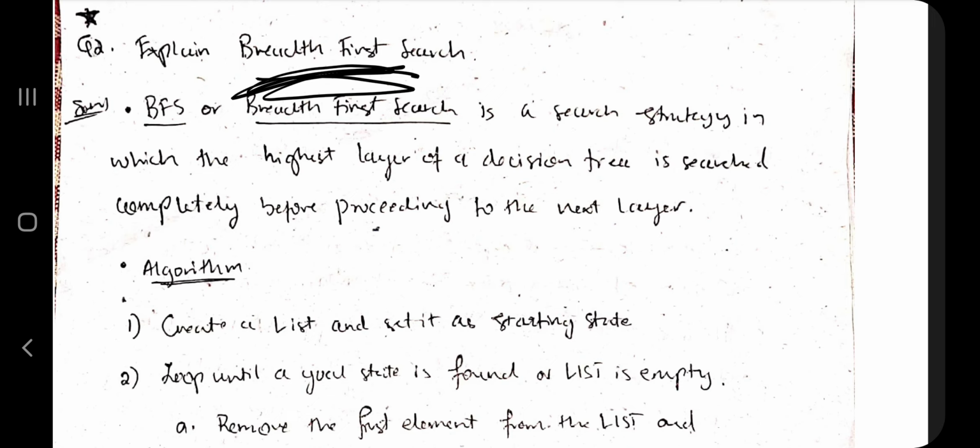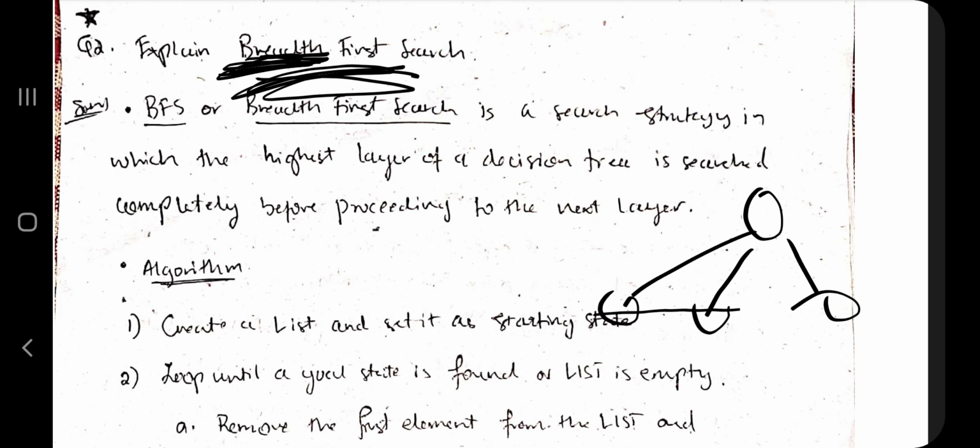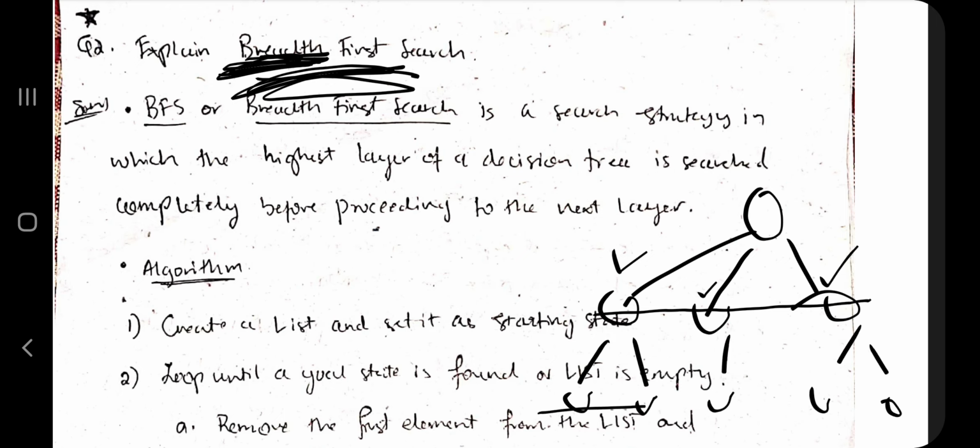What is breadth first search? By the name itself you can understand. Breadth first, what do you mean by breadth first? If you have a tree like this, breadth first means it will explore all the neighboring nodes first. First this node, then this node, then this node. Then if it has child nodes here, then it will be exploring the child nodes as well.